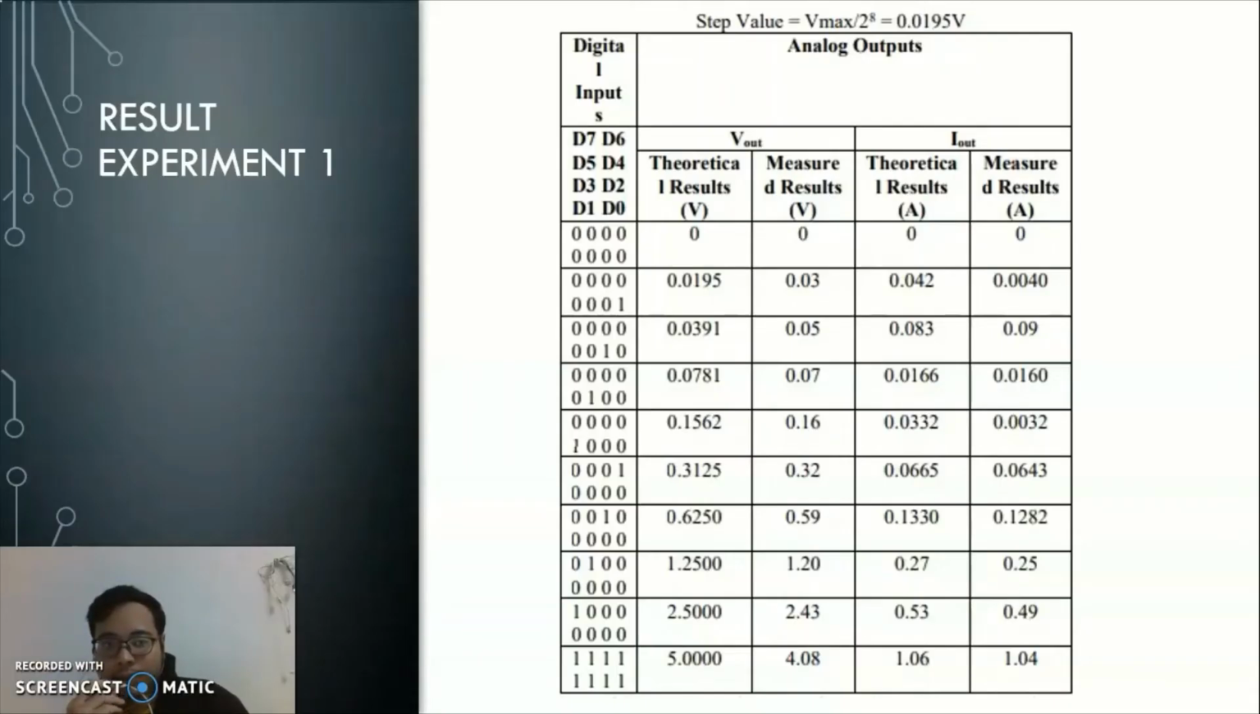Okay, this is the first result from experiment 1, where the step value of Vmax divided by 2 to the power of 8, we got 0.0195 volt. On the left side is the digital input from bit 0 until bit 7, and we got V out and I out for each combination of the bits, where we got the theoretical result and measured result.